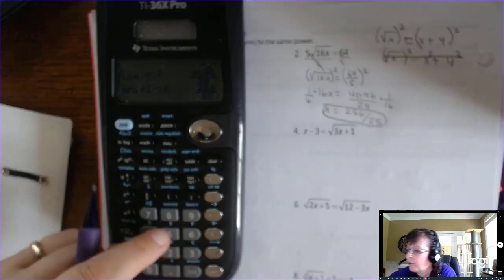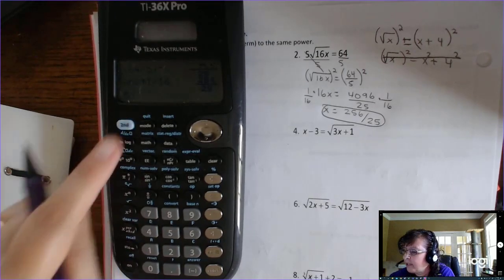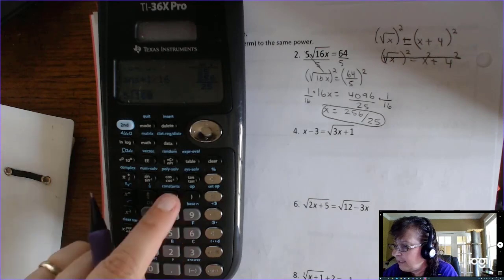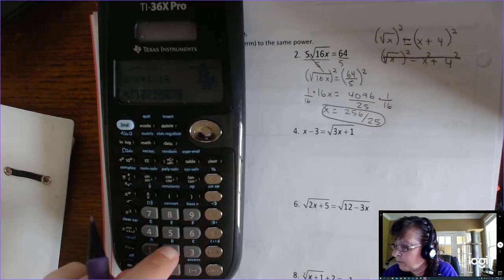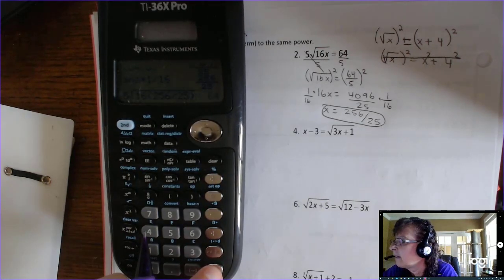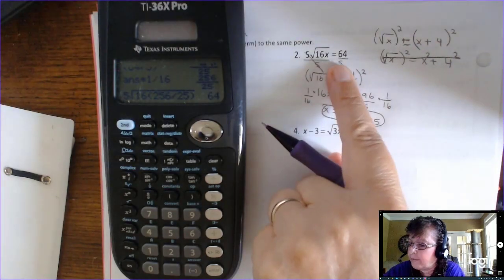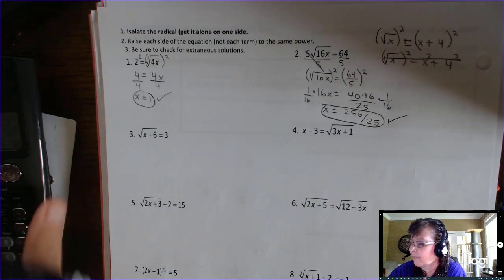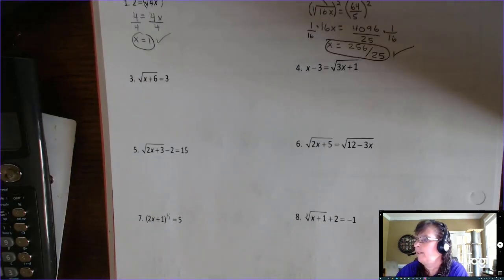All right, to check our work, we can just type in 5 times the square root of 16 times 256 over 25. And we get the answer 64. So we check that, that checks out. All right, you could try number 3.